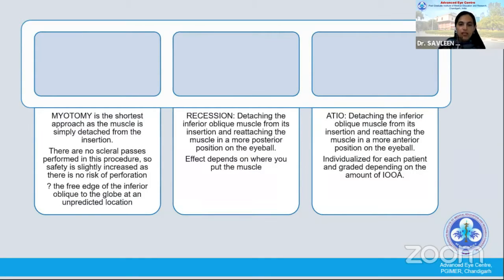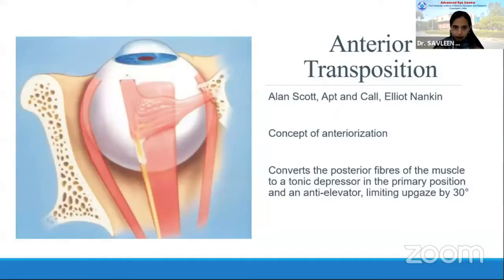effect will be shown. Recession surgeries basically involve the same principle as any recti insertion involves. It detaches the inferior oblique from its insertion and reattaches it at a more posterior position. And the effect depends on where you have put the muscle fibers. Anterior transposition also involves detaching the muscle and then reattaching it in a more anterior position. The effects of ATIO are individualized and graded as to where you put the inferior oblique in relation to the inferior rectus, whether the station is above or below.